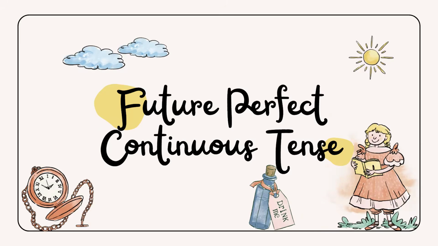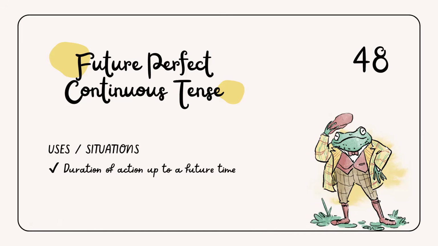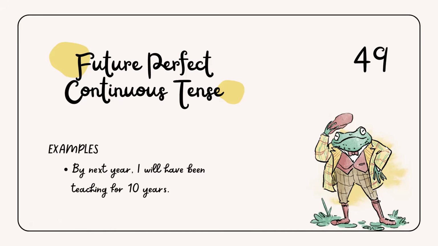And future perfect continuous tense, again, is just like future perfect tense in that the action is completed before a certain point in the future. But in future perfect continuous, we give emphasis to the time period. That is very important. This tense focuses on the duration of an action up to a future point. So the structure is subject plus will have been plus verb plus ing. For example, by next year, I will have been teaching for 10 years.